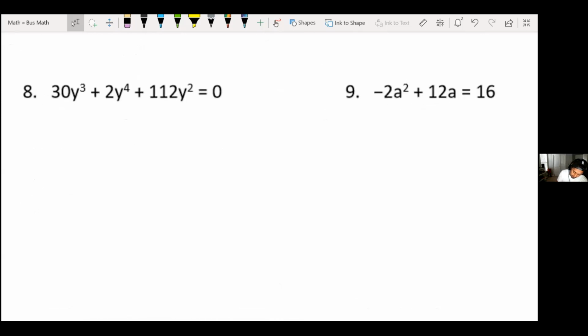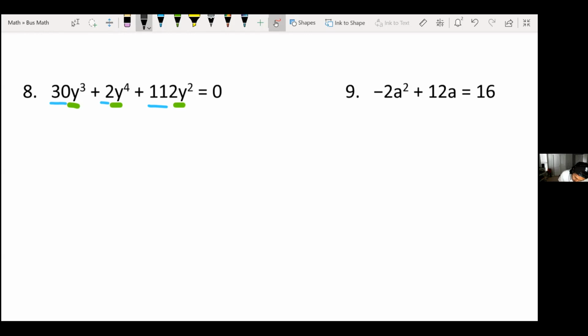Okay. So once again, factoring, number 8, look for your greatest common factor. We start with the coefficients. You have 30, 2, and 112. So the biggest number you can take out is a 2. And for the variables, you have y cubed, y to the 4th, y squared. See what I didn't do? I didn't rearrange highest power to lowest power, but it's okay. You can still do it after we factor out. It's just another way of thinking.